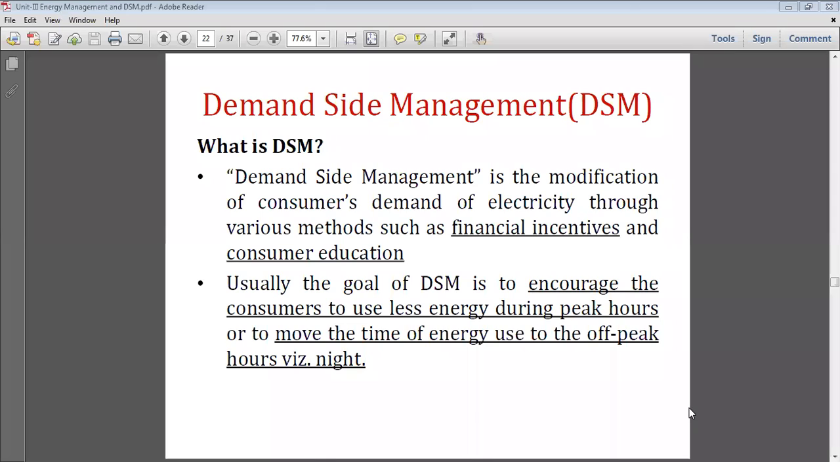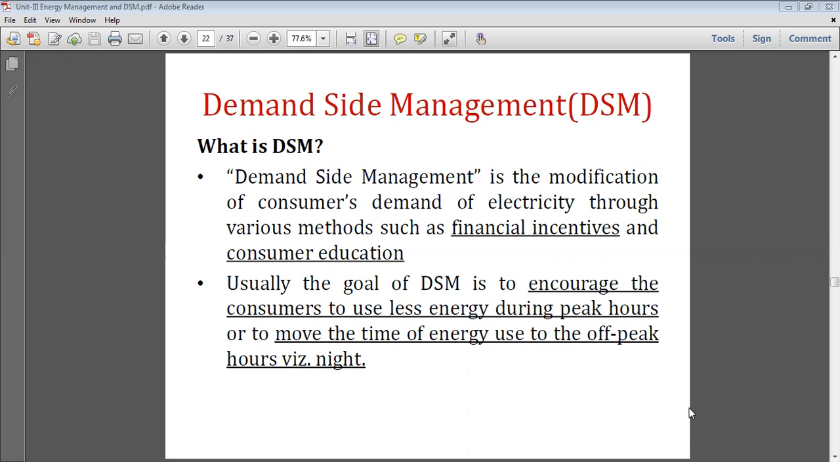So, welcome to our lecture on energy management. In energy management, we are going to discuss demand side management. Till now, we have learned the importance of energy management, power factor management, and how to improve the power factor. What are the technical and financial advantages of power factor management?